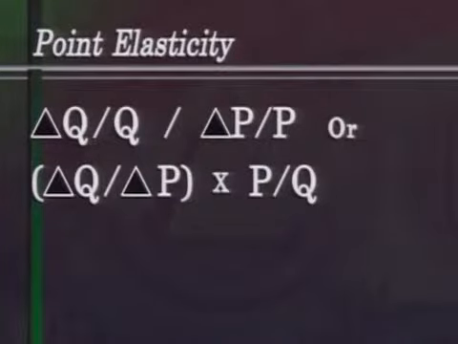Point elasticity measures the elasticity of a specific point on the demand curve. The formula is delta Q over Q divided by delta P over P. Remember, one fraction divided by another fraction is equivalent to multiplying the first fraction by the reciprocal of the second. So delta Q over delta P times P over Q is our formula for the elasticity. Recall that delta Q over delta P is the inverse of the slope of the demand curve. So the point elasticity of demand is 1 over the slope times P over Q.